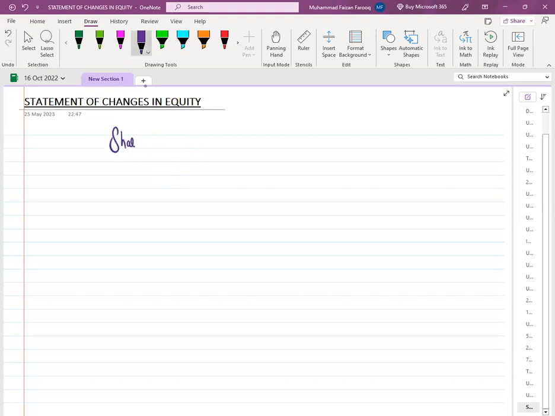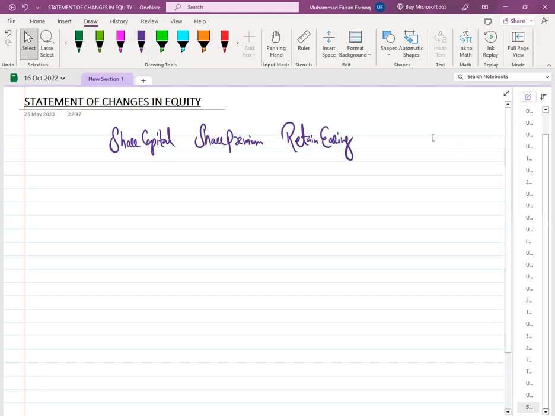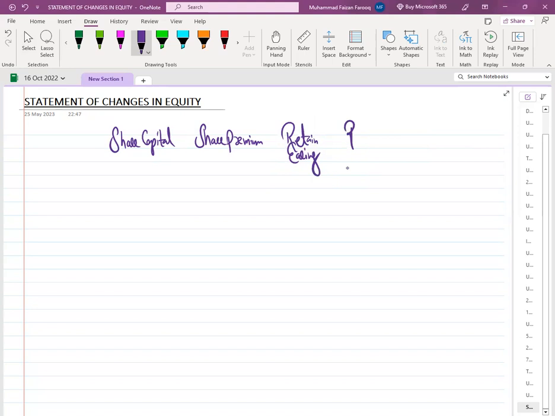The first column is share capital. The second column is share premium. Then we have retained earnings. After retained earnings, the next column is called revaluation reserve, for any revaluation. Then we will have any other reserves.